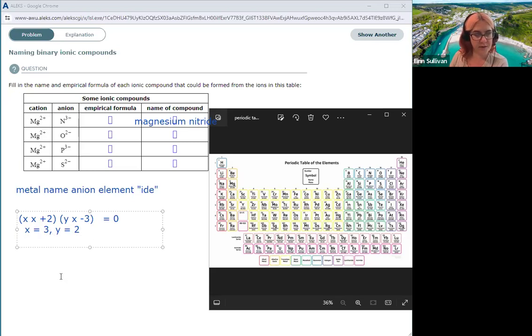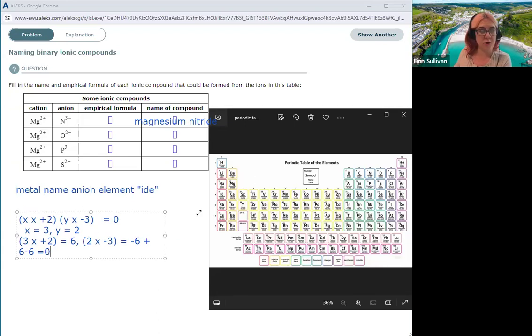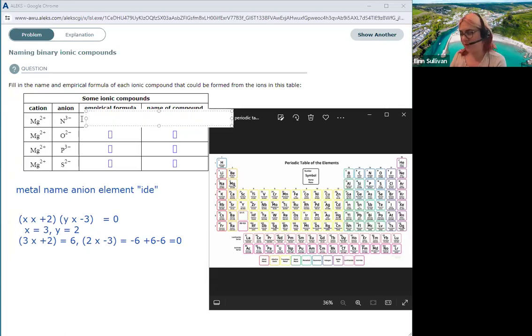If you're not sure, work it out. So 3 times +2 is 6, and 2 times the -3 charge is -6. +6 minus 6 sums to 0, so that gives me an electrically neutral compound overall. So for the empirical formula, we just use the subscripts to say how many magnesiums to how many nitrides we have. So we'd have Mg subscript 3, N subscript 2 for magnesium nitride.